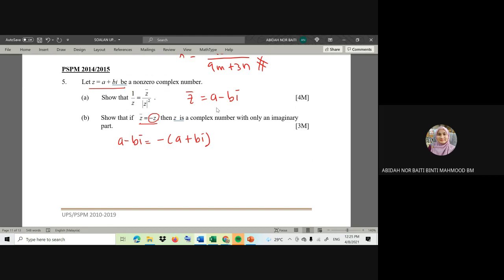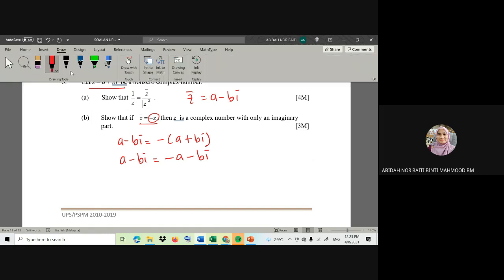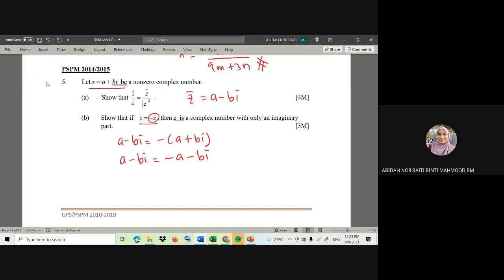Okay, like that, right? And then we expand the negative, we get negative A minus BI. Okay, then we compare. Real with real, imaginary with imaginary. So this is your real, and this is your imaginary. Okay, so A equals to negative A.